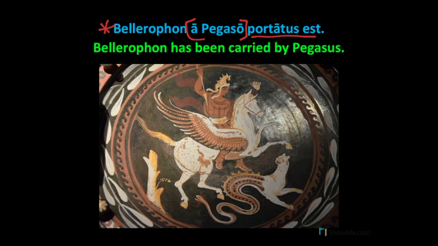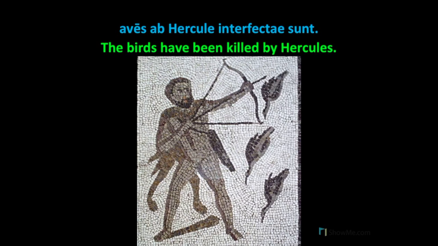Let's look at another example of the perfect tense passive voice. Aves ab Hercule interfectae sunt. The birds have been killed by Hercules. The nominative subject, aves, birds, receives the action, and the action is performed by Hercules, who is our ablative of agent. The main verb, interfectae sunt, is in the perfect tense and passive voice. Notice that the verb includes sunt, which shows us that the verb is third person plural. The form interfectae uses the ae feminine plural ending, since our subject aves is also feminine plural.